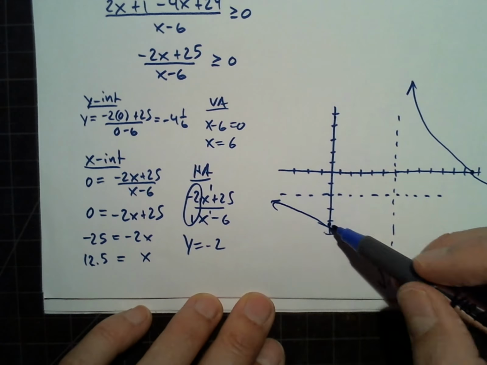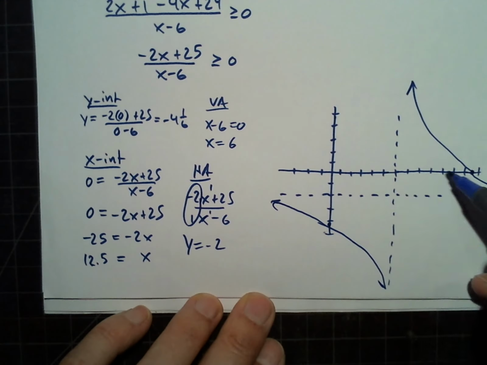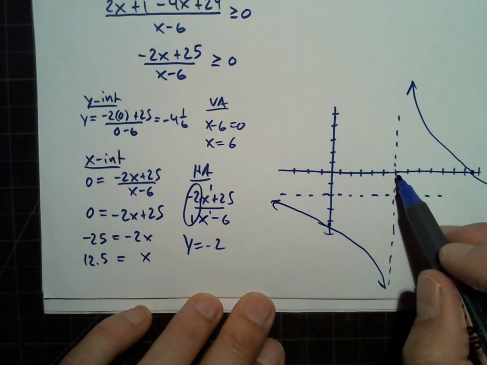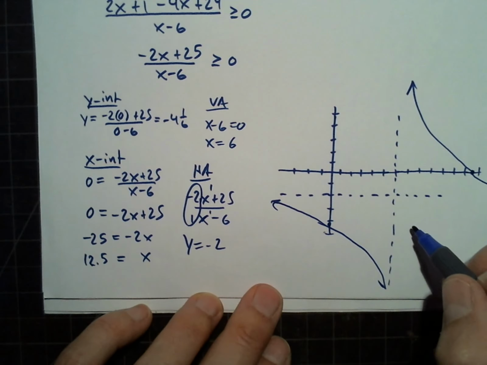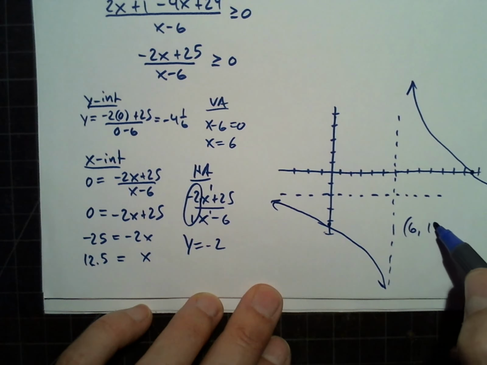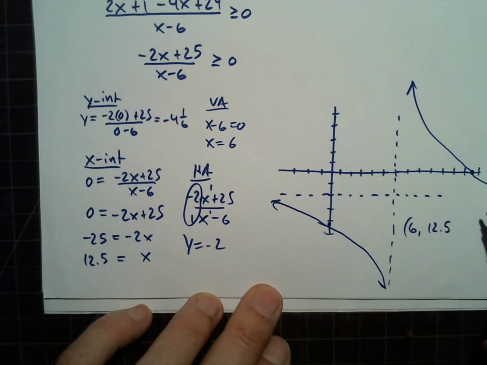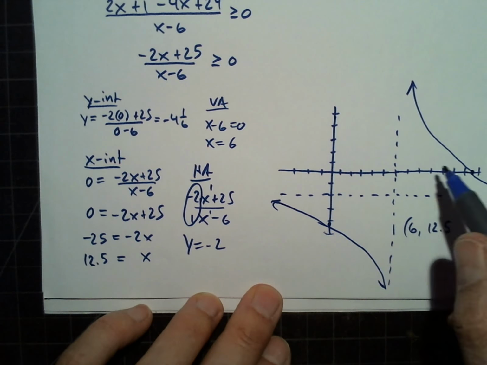And so this is below 0. Here's the 0. So we start at positive 6 and we go to 12.5. So the solution starts at 6 and it goes to 12.5, but we have to include this but not include that.